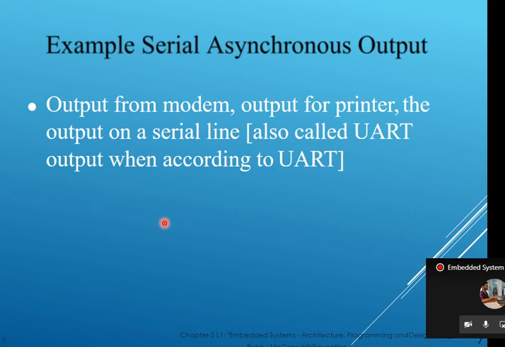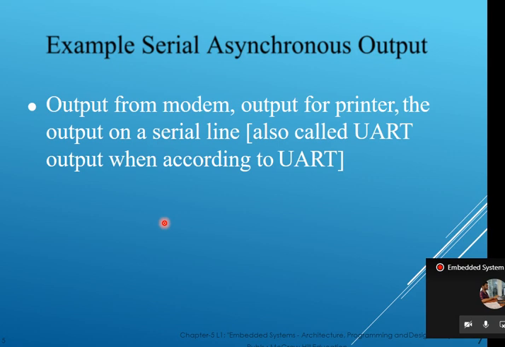Why is it so? Can anyone give the justification why the printer cannot be used as a synchronous input or synchronous output device? Why is it represented as asynchronous? Why does the printer come under the asynchronous example, and why is it not a synchronous example? Anyone?